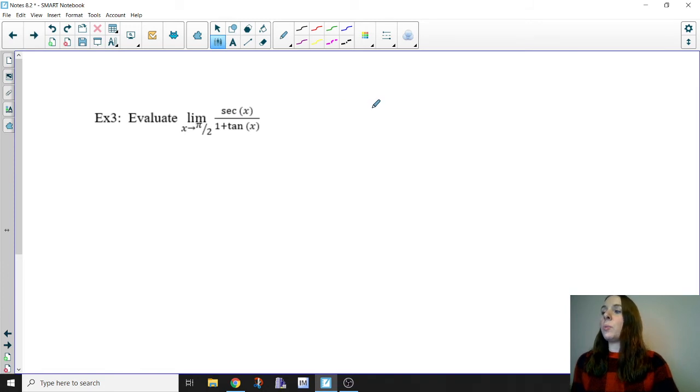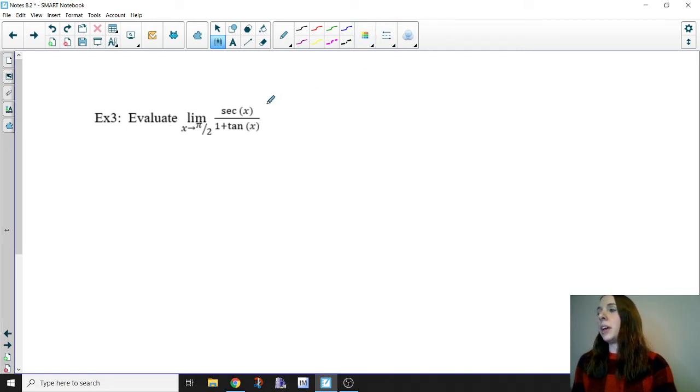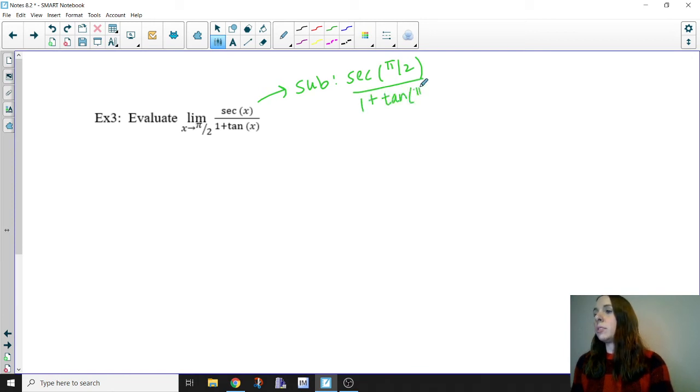Next, let's look at one where actually when we try substitution, we're not going to get that 0 over 0 form. We're going to get one of the other indeterminate forms. Let's try substitution with the limit as x approaches pi over 2 of secant x over 1 plus tangent x. That gives us secant of pi over 2 over 1 plus tangent of pi over 2. Okay, well, what is that?